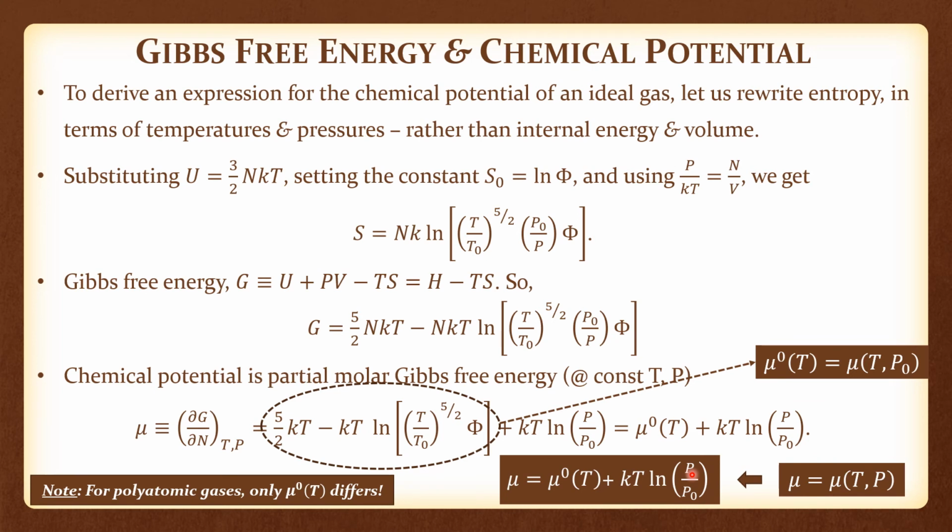For polyatomic ideal gases, you would notice that the only difference is going to be, instead of 5 by 2, you're going to get 7 by 2, or 9 by 2, and therefore only the mu naught of T differs. This expression still holds, and therefore, without having to go through any of these derivations again, we have obtained the expression for chemical potential of an ideal gas, monatomic, diatomic, triatomic, polyatomic, doesn't matter.